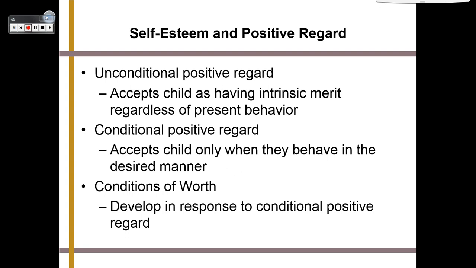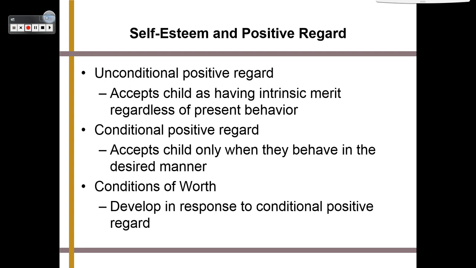When talking about humanism, we have to talk about something known as unconditional positive regard. This is accepting a child as having intrinsic merit, as having worth, regardless of what they're doing. So even if they murdered someone, they still have worth. They still have value just because they're a human being.